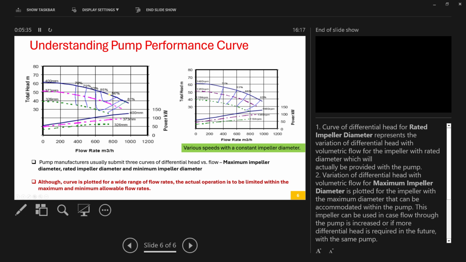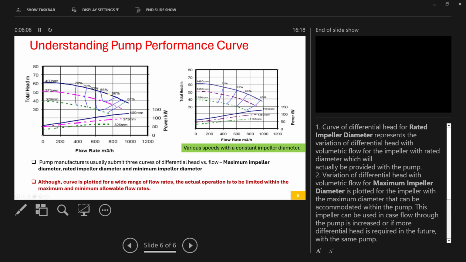Now this is normally provided by the manufacturer. Manufacturers give a performance curve at three different diameters of the impeller. This one is the performance curve for maximum diameter, the violet color. This is the intermediate rated impeller diameter. Green color is the minimum impeller diameter. And these three are, respectively, 400, 373, and 326 diameter impeller for the power. And this one is your efficiency curve.